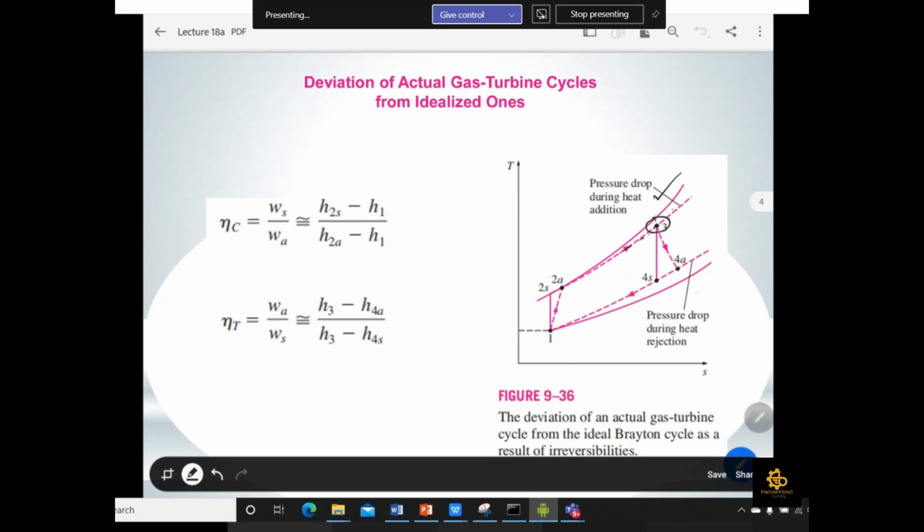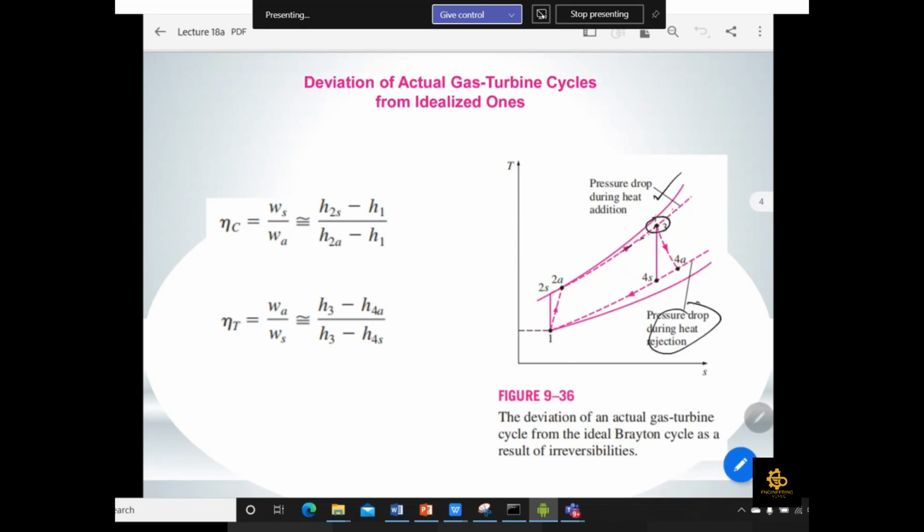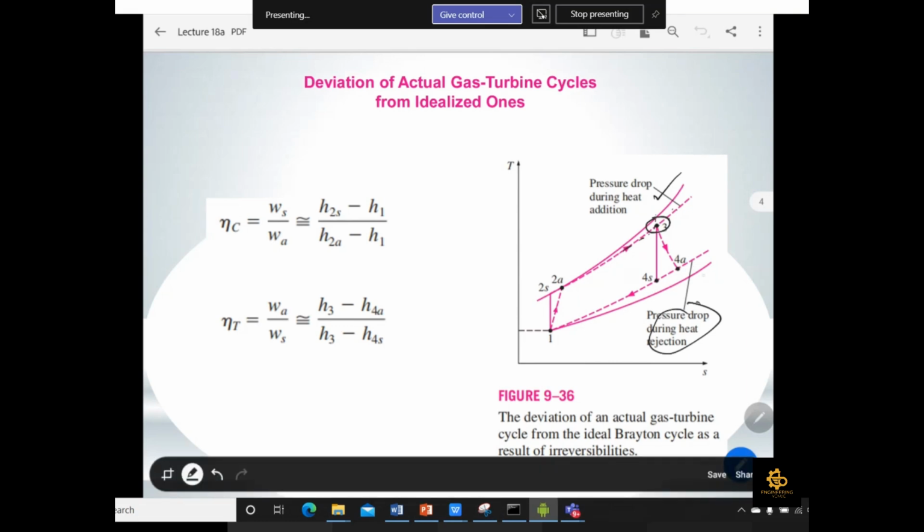Similarly, there will be a pressure drop during the heat rejection process, so that curve will be shifted towards the upper side.